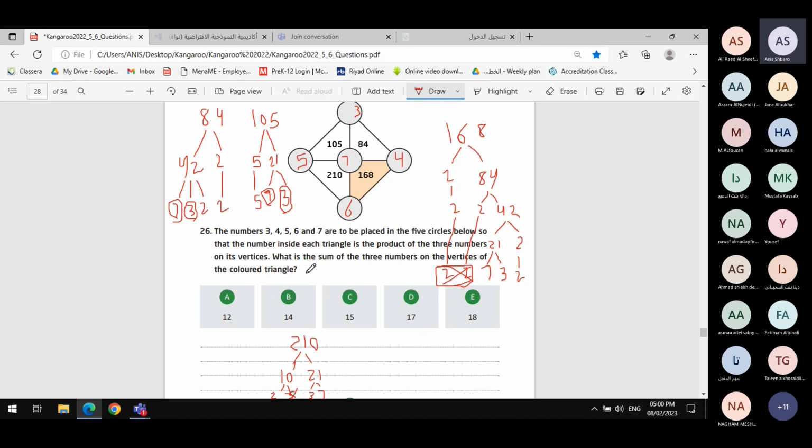We will try now. What is the sum of the 3 numbers on the vertices of the colored triangle? So simply we're going to add them. 7 plus 6 is 13, plus 4 is 17, which is choice D.